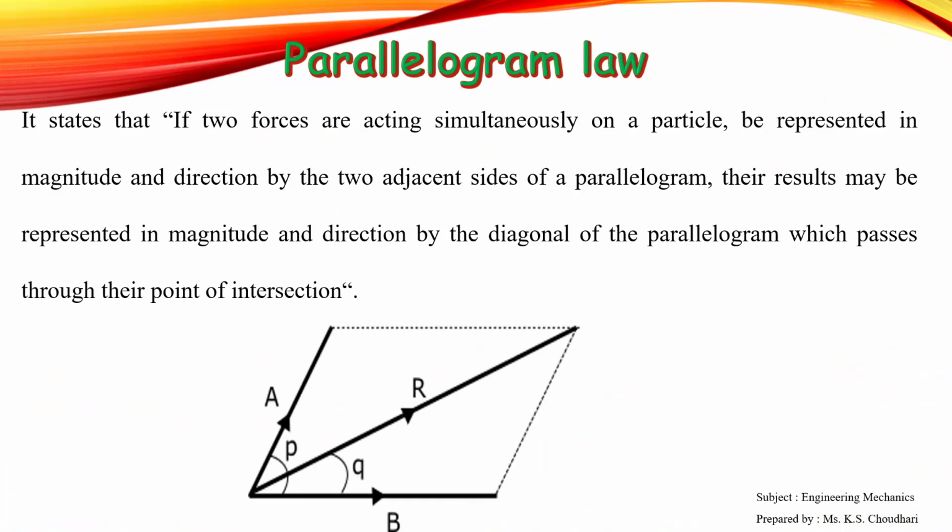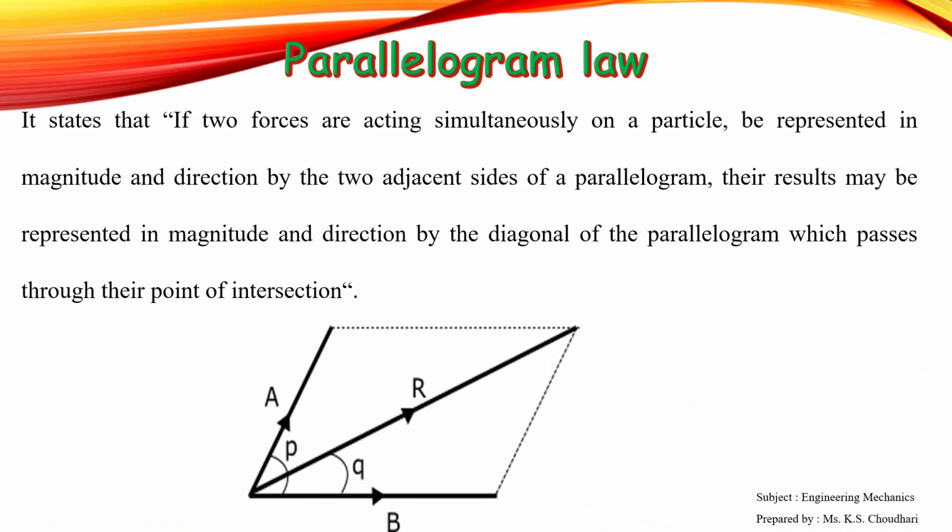Now we will see the parallelogram law. This is a very simple law. Read the statement very carefully. Observe the diagram. You will easily understand what it is. Okay. It states that if two forces are acting simultaneously on a particle and are represented in magnitude and direction by two adjacent sides of a parallelogram, then the resultant may be represented in magnitude and direction by the diagonal of the parallelogram which passes through their point of intersection.